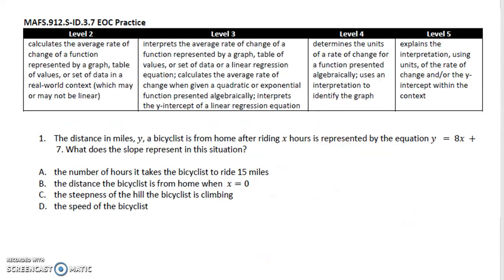All right, checking out this last standard here. Last standard for these videos. So we're going to interpret rate of change. The distance in miles y a bicyclist traveled from his home after riding x hours is represented by the equation y equals 8x plus 7. What does the slope represent? So that slope right here is 8. So that represents what? That represents the speed of the cyclist. It represents the speed of the cyclist.